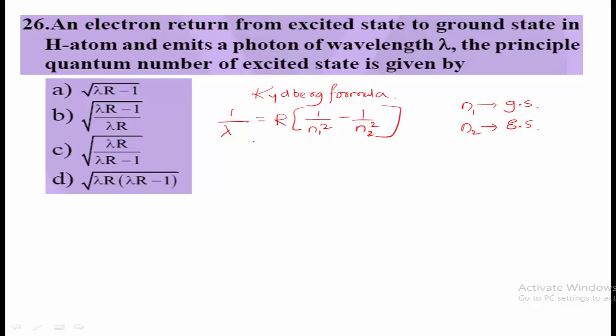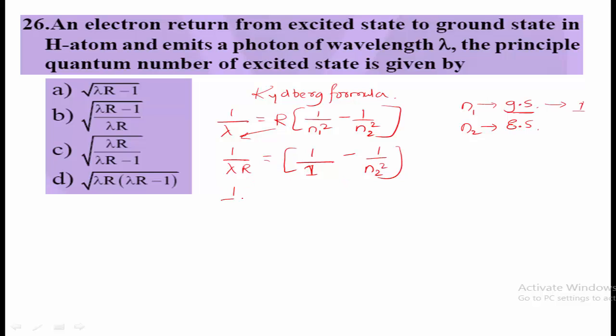So here I will rearrange this equation and cross multiply this R. So 1 by lambda R is equal to 1 divided by n1 square. Here n1 is the ground state, so the value of n1 will be 1. Whenever the electron is present in the ground state, the n1 value will be considered as 1 only. So 1 square is 1, minus 1 by n2 square, which you need to calculate. The n2 value is the principal quantum number of the excited state.